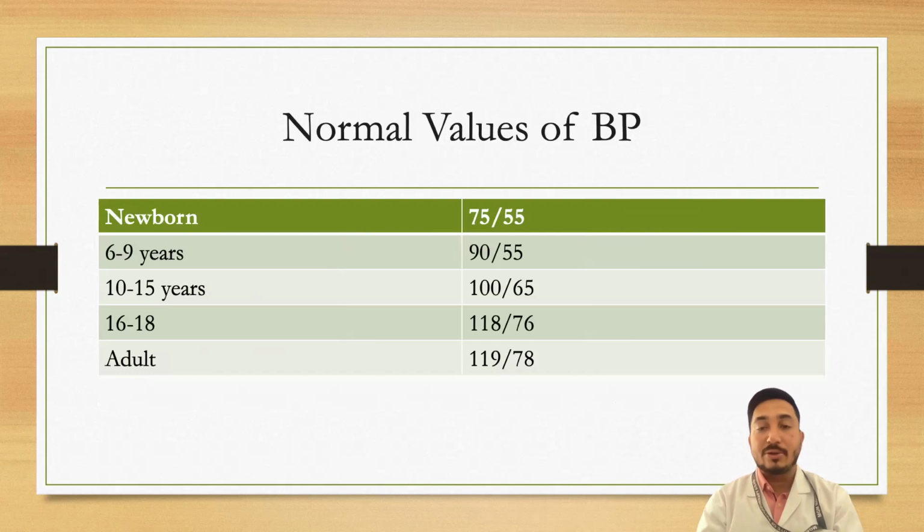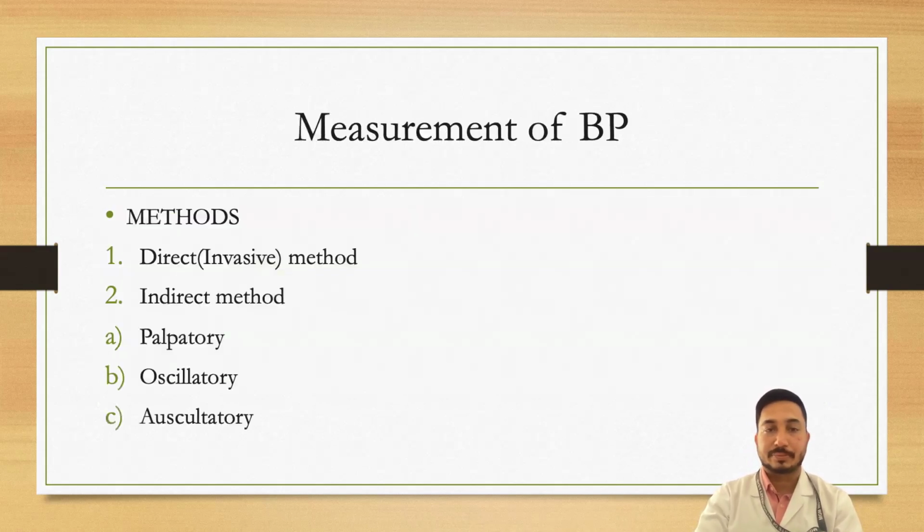Now, normal values of blood pressure for children from 6 to 9 years would be 90 systolic, 55 diastolic. Newborn would be 75 systolic, 55 diastolic. 10 to 15 years would be 100 systolic, 65 diastolic. 16 to 18 would be 118 by 76, that is 118 systolic, 76 diastolic. Adult would be 119 by 78, systolic and diastolic respectively.